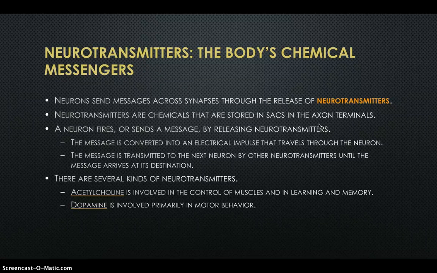Neurotransmitters, the body's chemical messengers. Neurons send messages across synapses through the release of neurotransmitters. Neurotransmitters are chemicals that are stored in sacs in the axon terminals. A neuron fires or sends a message by releasing neurotransmitters. The message is converted into an electrical impulse that travels through the neuron. The message is transmitted to the next neuron by other neurotransmitters until the message arrives at its destination.